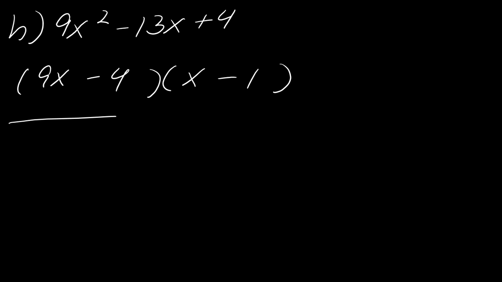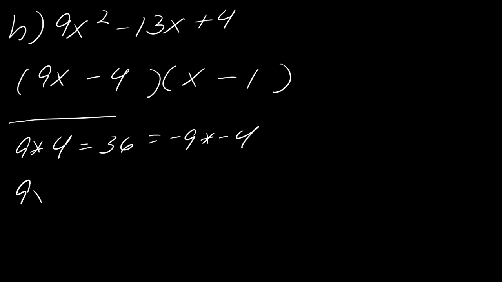Now, if I wanted to use the AC method, what I could do is take 9 times 4, so I know that that's going to be 36. So now I'm looking for two numbers that multiply to 36 but add to negative 13. So that's going to be negative 9 and negative 4, right? It's right there for you.